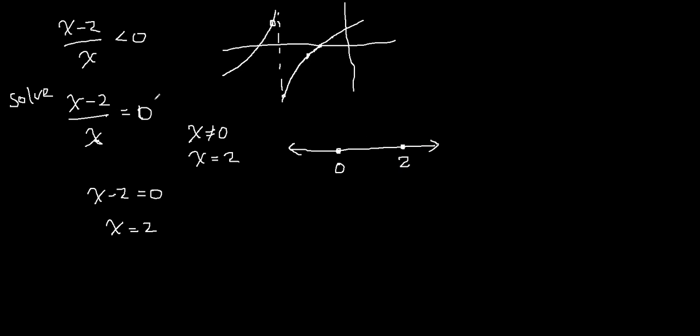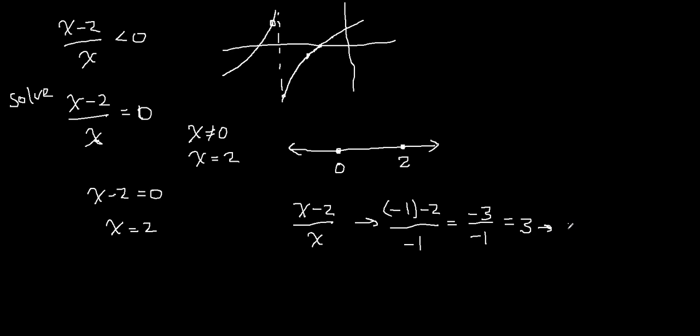If we test -1 in this function, x - 2 over x, that'll be -1 minus 2 over -1, which is just -3 over -1, or just 3, which is positive, right? So this area is positive, because we tested a number from this area. -1 is less than 0.